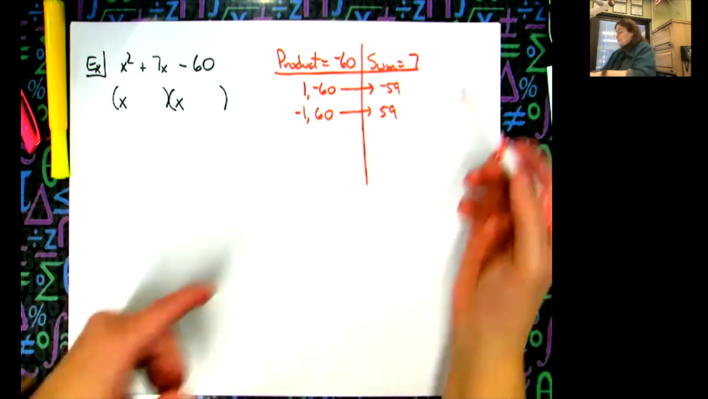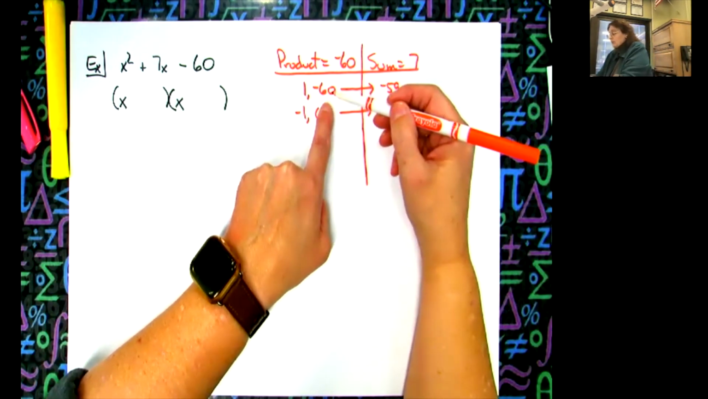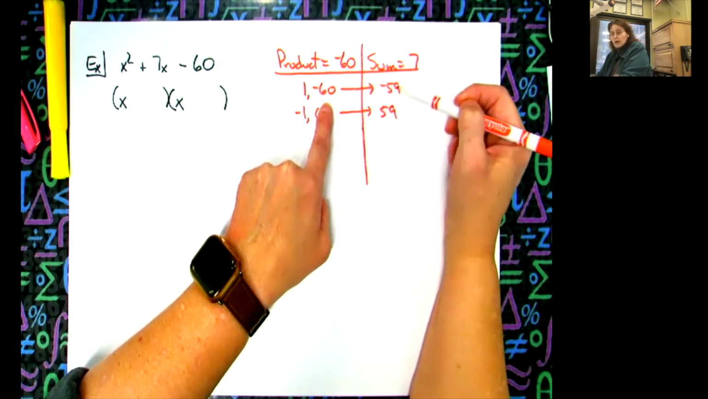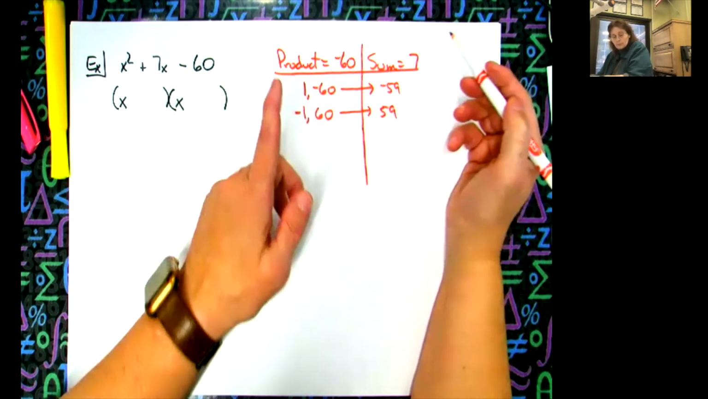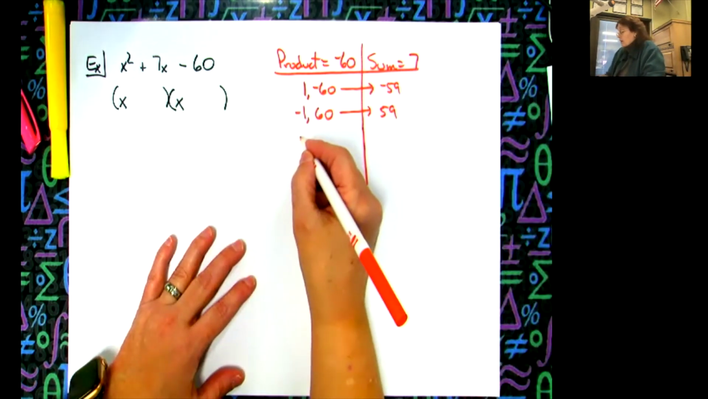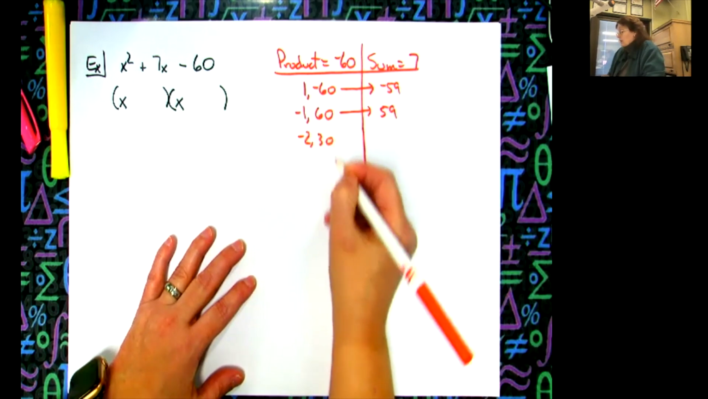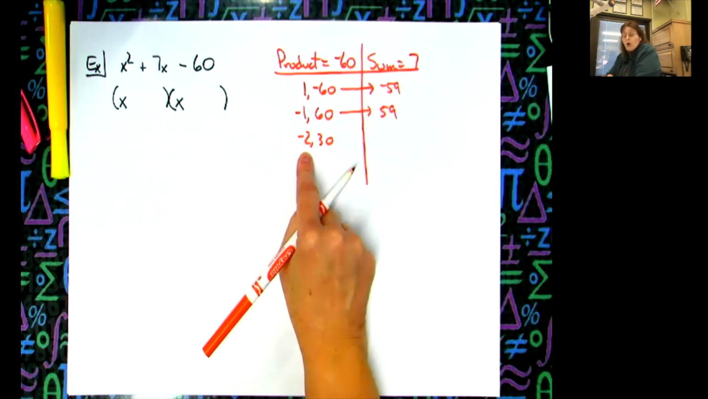Now, there again, if you want to eliminate some of your trials, this is a positive. If the bigger number has a negative, it's always going to be negative. So technically, I would only have to put the negative on the smaller number. All right, so do this systematically. Next thing I would try is like a negative 2 times a 30. That's clearly negative 60. And again, notice I put the negative on the smaller number.